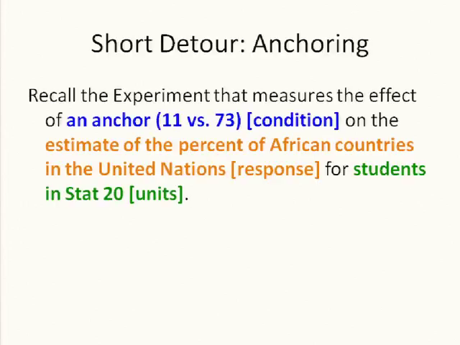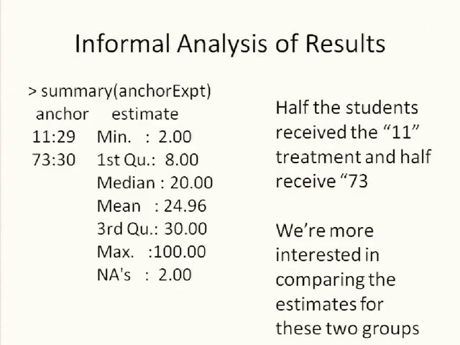Okay, and this is exactly what she wrote. The condition was 11 versus 73, the units were students in Stat 20, and the response was the percent of African countries. All right, so what Professor Nolan did was she summarized the data, and here it is. The anchor is either 11 or 73. The 29 and 30 are the frequency. 29 people responded, got the 11, and 30 people got the 73. So this is not so interesting yet because we're really interested in comparing the two. But here's a summary of all the information together.